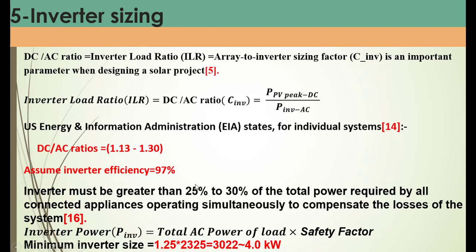If we use this safety factor, increasing by 25 percent, it will be 1.25 multiplied by the maximum load, which equals 2325, and the required inverter is approximately 4 kilowatt for our system in this case. Okay, as we see.